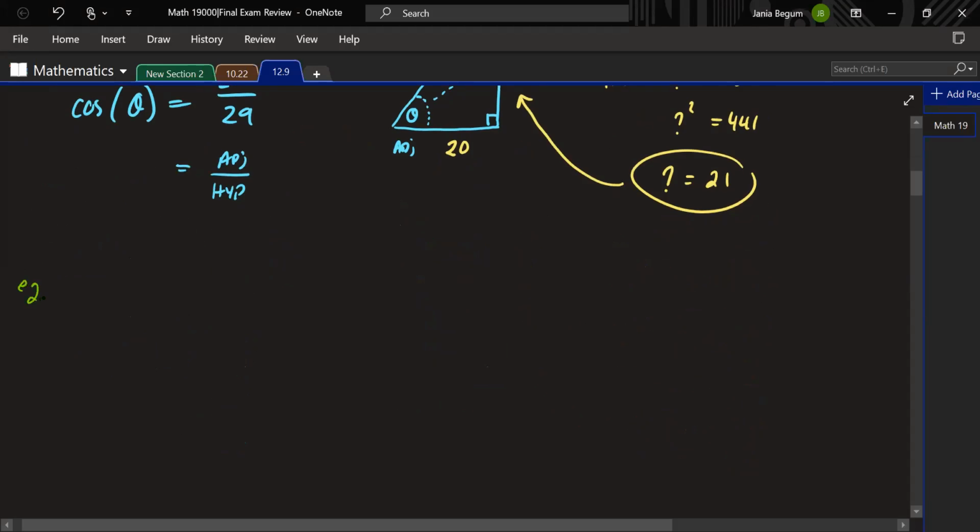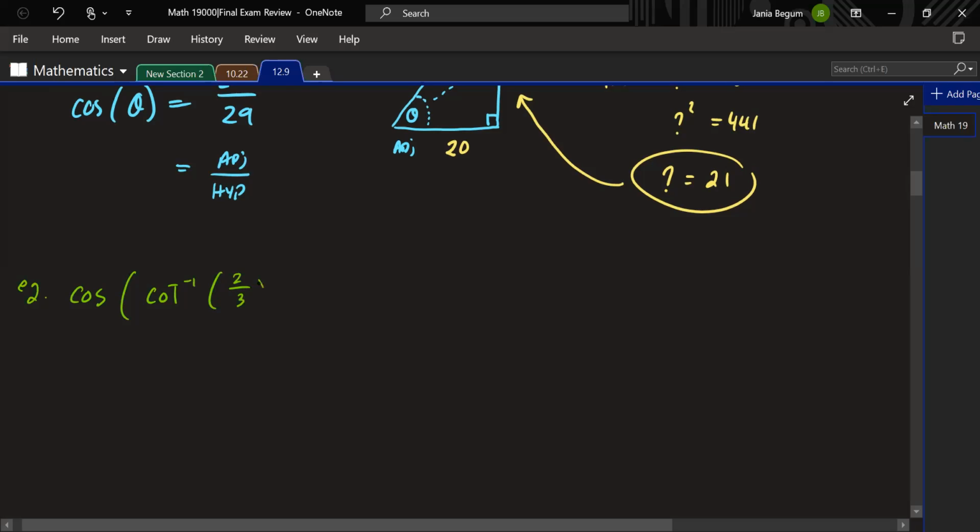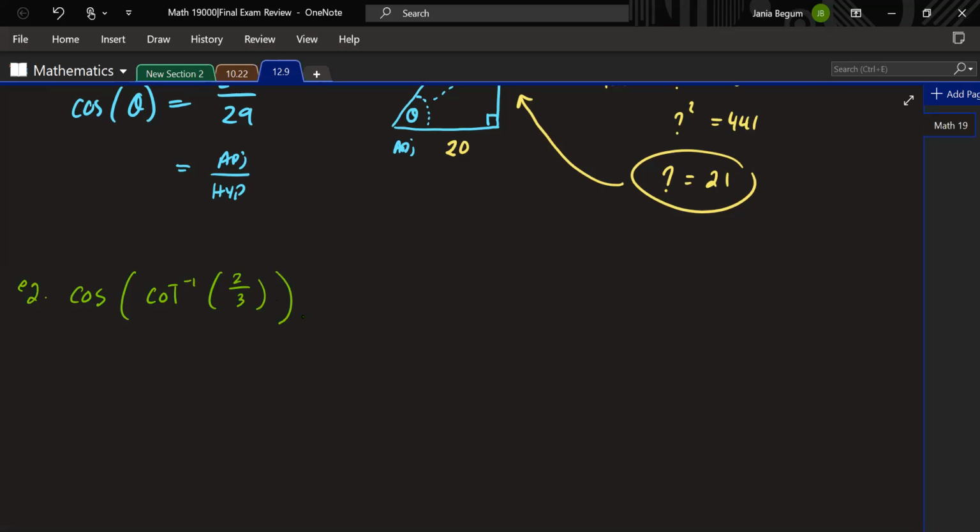So take a look at this one. What if we want to find, let's say, cosine of cotangent inverse of 2/3? Okay, so I'll give you a couple of seconds. Think about this, and then we'll start in just about 30 seconds.